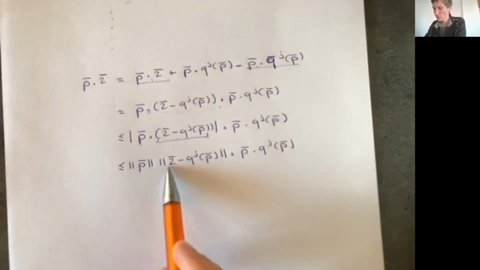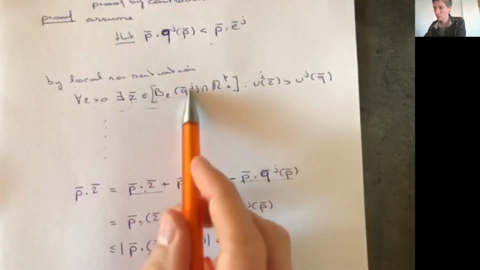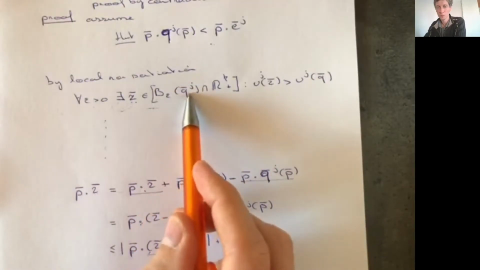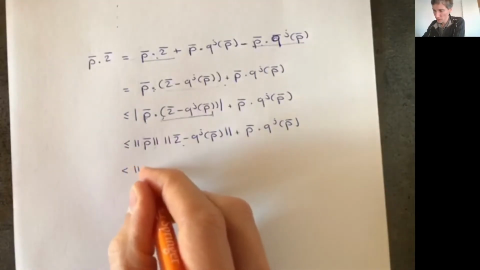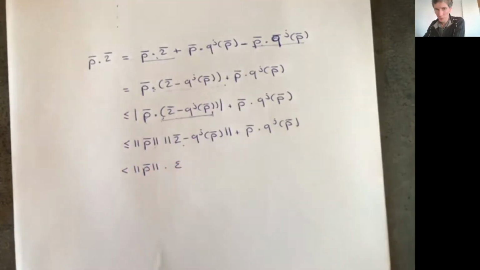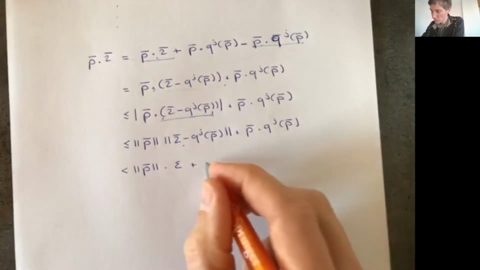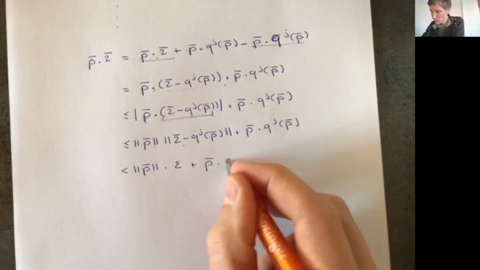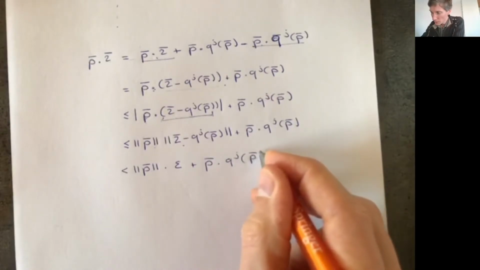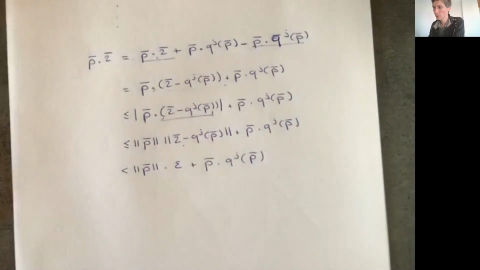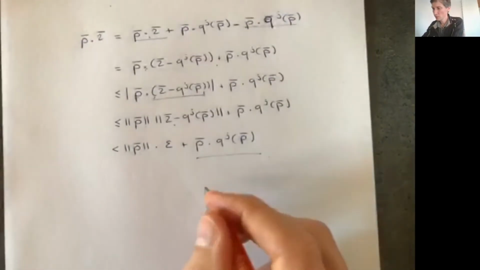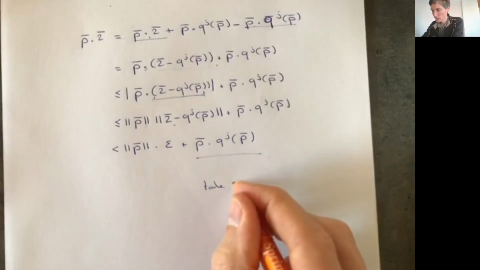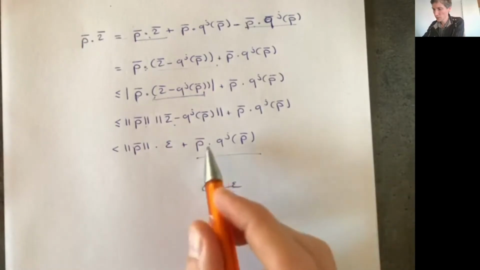Okay, and then because we assume that Z was in the ball with radius epsilon around QJ, we know that this is smaller than epsilon. So this is smaller than P times epsilon plus P times QJ of P. Okay, so let's look at this here. What do we know? Well, we know that this is smaller than this.